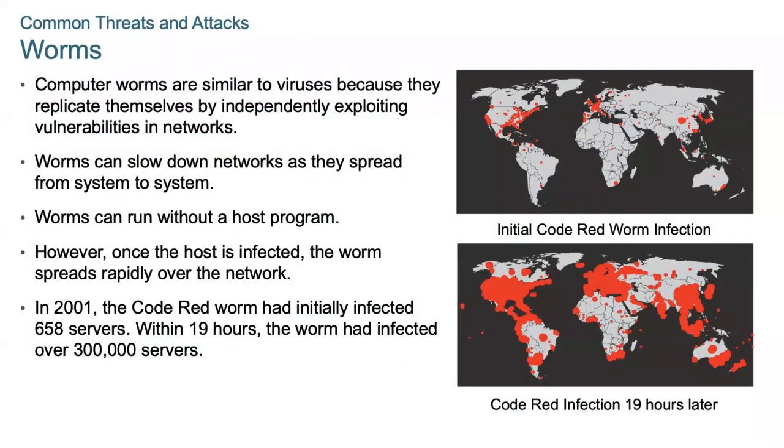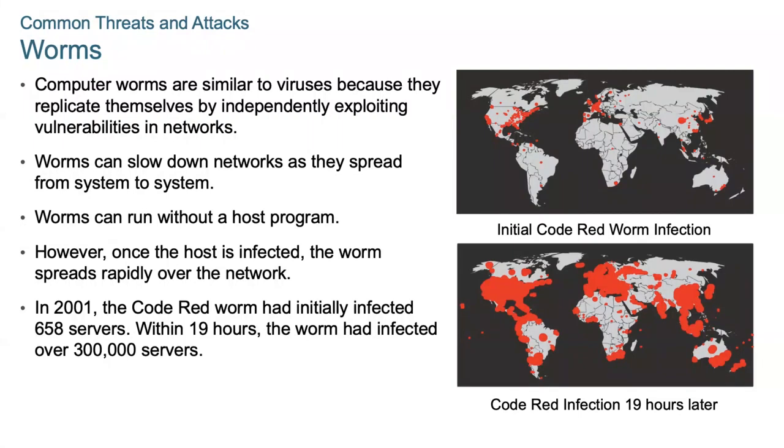So what the worms used to do, the computer worms are similar to your virus because they replicate and can cause the same type of damage like your virus. But specifically, these worms replicate themselves by independently exploiting the vulnerabilities in the network. So these worms can slow down your network performance by making the network devices so busy that they cannot provide service to the end devices in the network. So again, it is a type of network congestion.